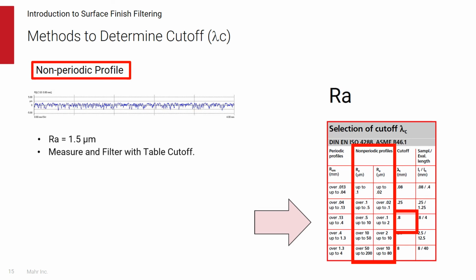Now, measure the profile and filter with the 0.8 millimeter cutoff. Select the RA parameter to be calculated. Last, verify that the new RA value fits the same range as the 0.8 millimeter cutoff. If it does, then the 0.8 millimeter cutoff is the correct cutoff. If the new RA fits in a different range, repeat the above procedure with the new cutoff until the RA value and the selected cutoff are in agreement with the table.